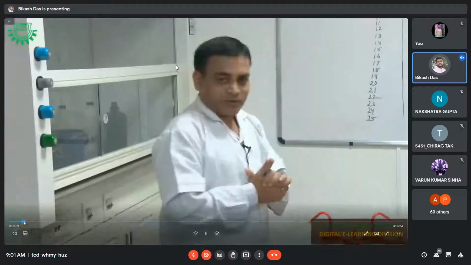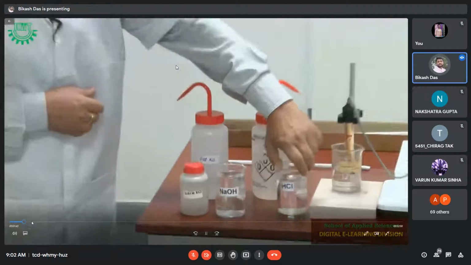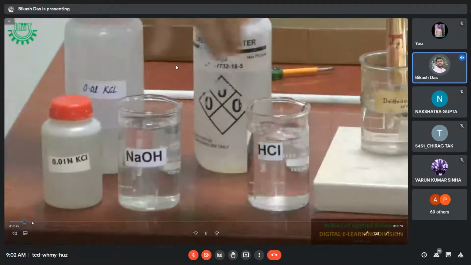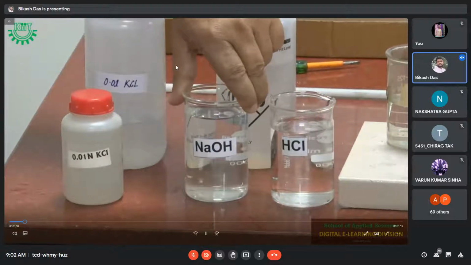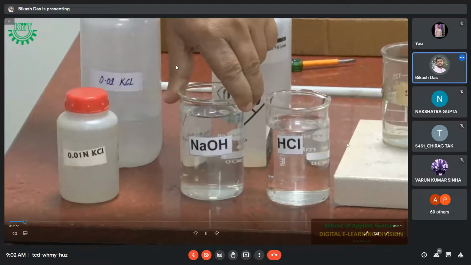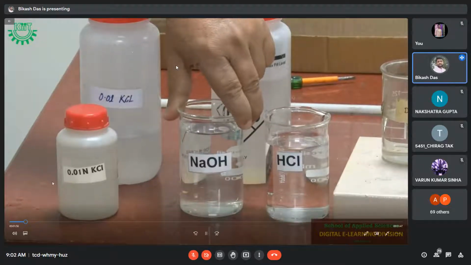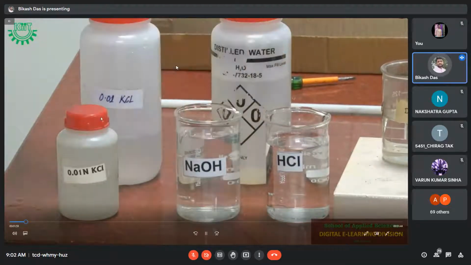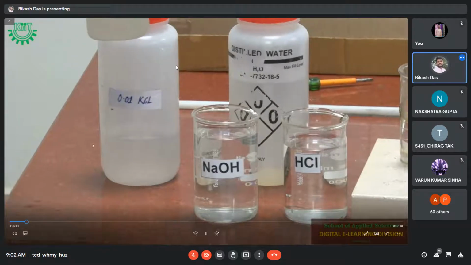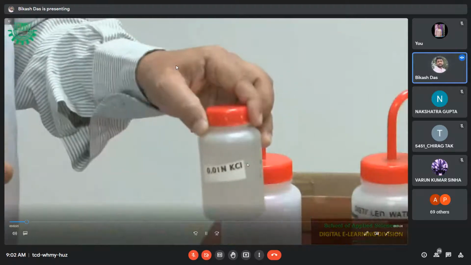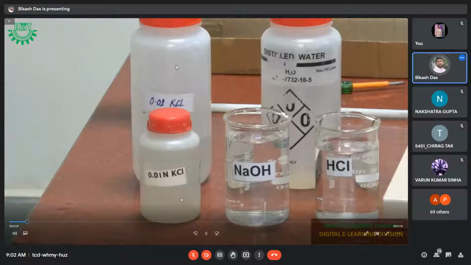Let us see the common things. Before starting the experiment, first of all you should be aware of the instruments, glassware and chemicals. These are the chemicals you need. One is sodium hydroxide, whose strength is known. This is the HCl, whose concentration you are going to measure. And this is the standard KCl solution, whose conductance I told you is 1.41. And the other two bottles are distilled water and KCl solution. So these are the chemicals we need.